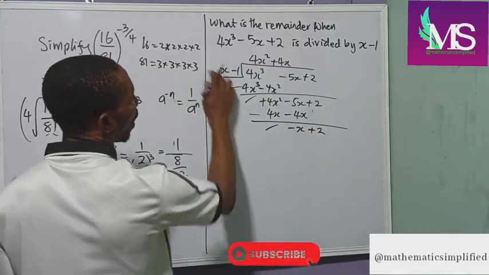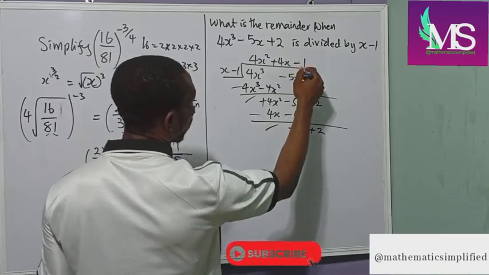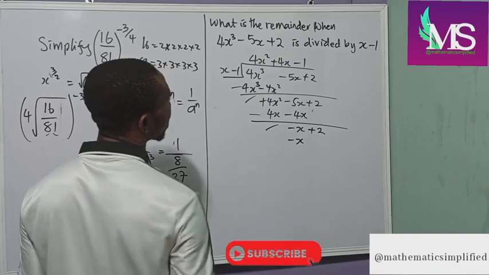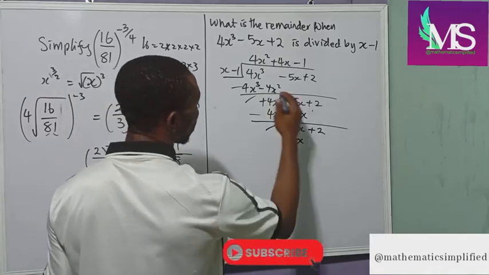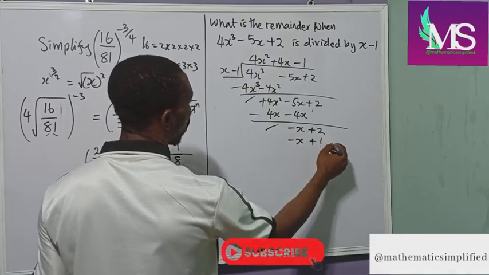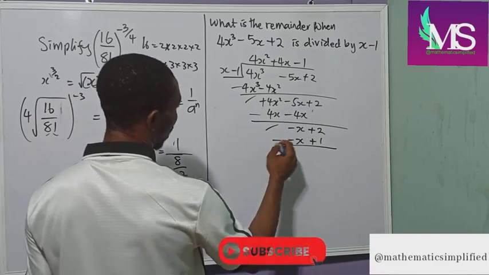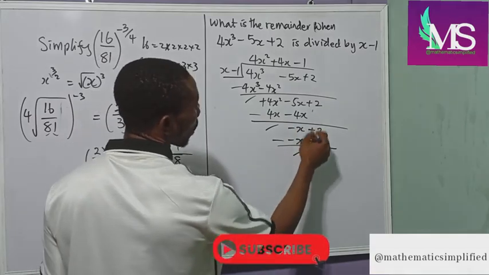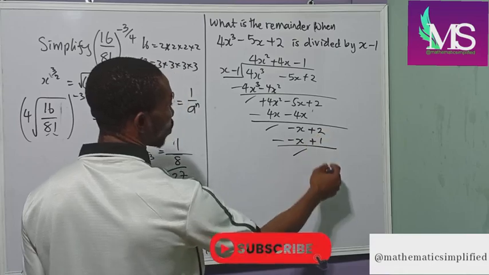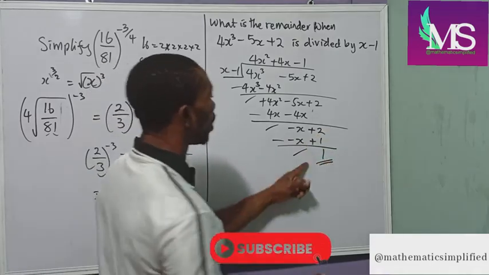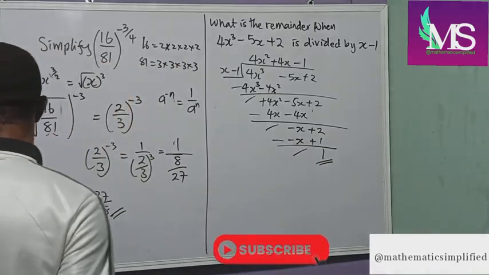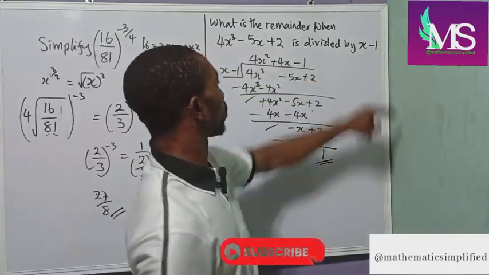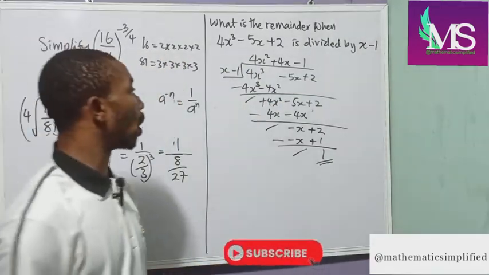Now x here will give us a minus 1. This times this will give us minus x, minus and minus plus 1. Now subtracting again, minus and minus will come to plus, so x minus x will give us 0. Now minus times plus will be minus, 2 minus 1 will give us 1. So our remainder will be 1. So by the time we divide 4x cubed minus 5x plus 2 by x minus 1, our remainder will be 1.